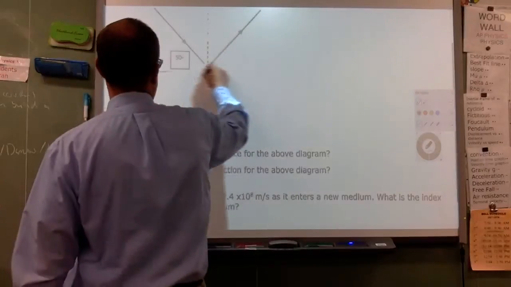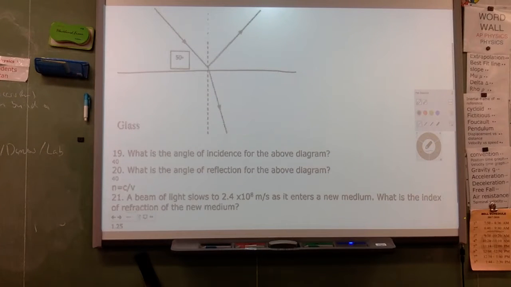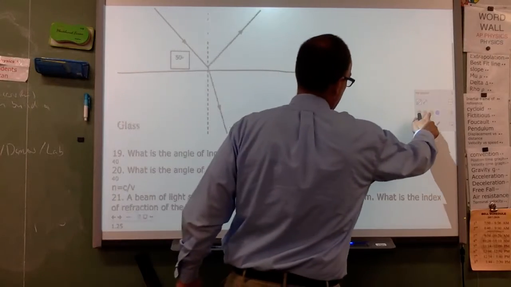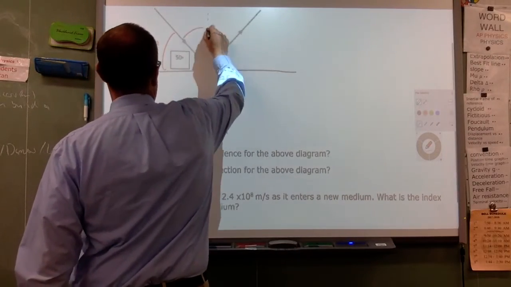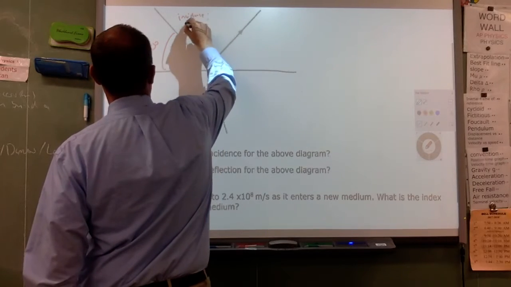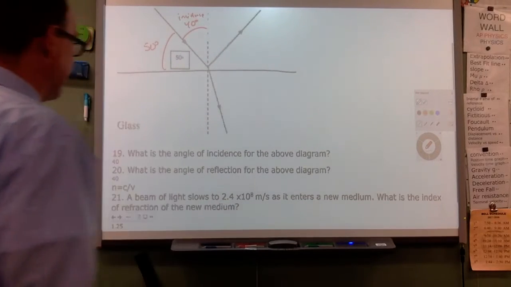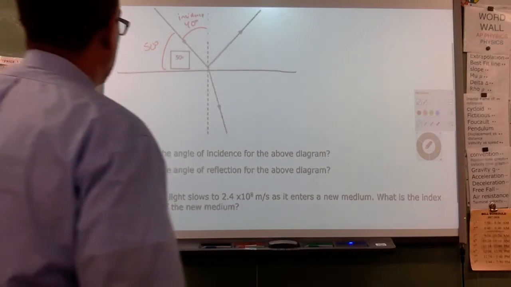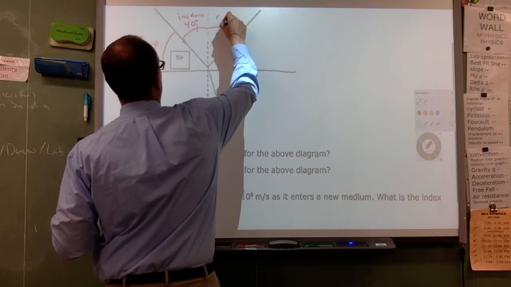All right, we have light going from one medium to the other. They're telling us that the angle here is 50 degrees. So the angle here would be my angle of incidence, and that would be 40. Why? Because I know that this bigger angle here is 90. If this is 40, this is 40, and this is going to be my reflection.